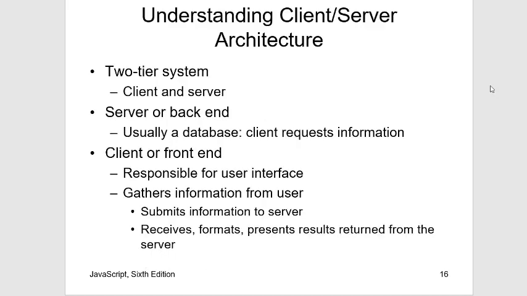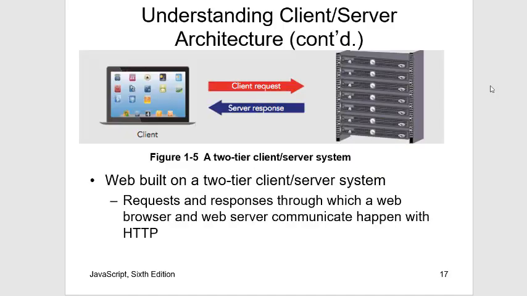That is called the client-server architecture. It's a two-tier system. It means that we have a server that's going to send you that stuff, and then on the front end, you're responsible for the user interface. That means you have the browser that turns it into something pretty. The client-server architecture requests and responses through which a web browser and web server communicate happen with HTTP. HTTP stands for Hypertext Transfer Protocol, which is a set of rules that determine the way that pages are transferred from the client, which is you, to the server and vice versa.